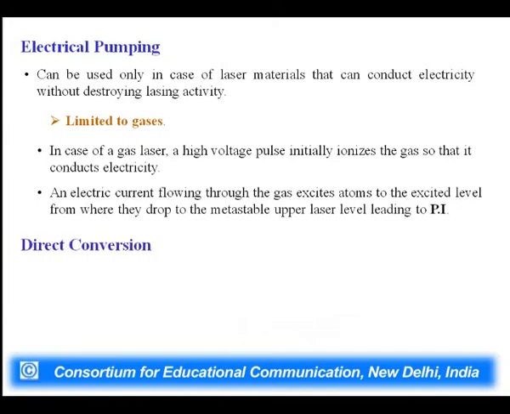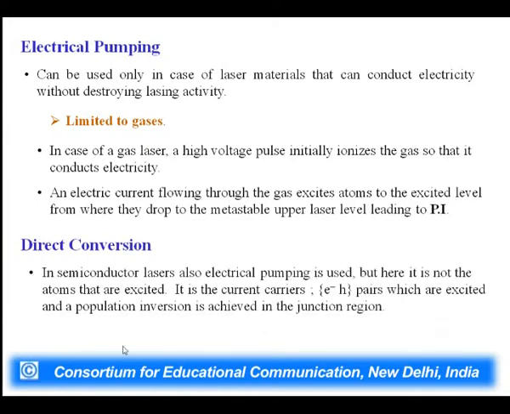Second is electrical pumping. Electrical pumping can be used in the case of laser material that can conduct electricity without destroying laser activity, which means it is limited to gases. In the case of a gas laser, a high voltage pulse initially ionizes the gas so that it conducts electricity. An electric current flowing through the gas excites atoms to the excited level, from where they drop to the metastable upper laser level, leading to population inversion.